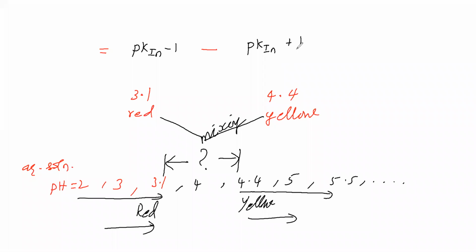Okay, now we will see different acid base indicators. In different acid base indicators, we will see what the pH range of indicator is.